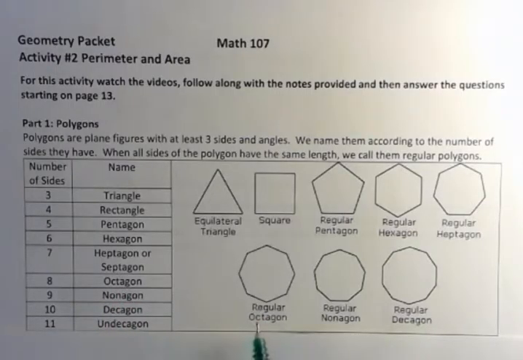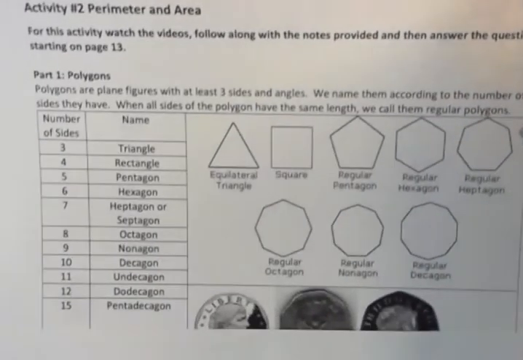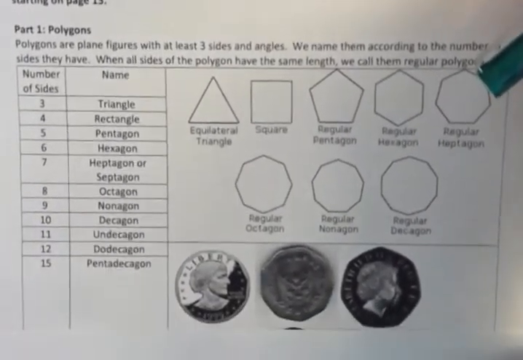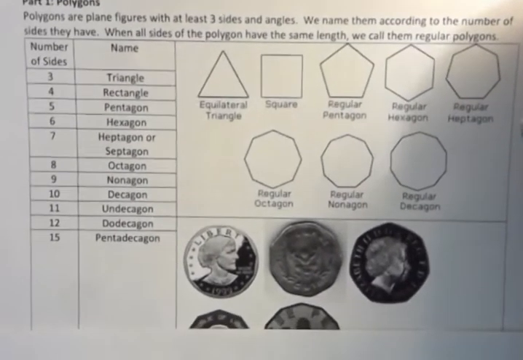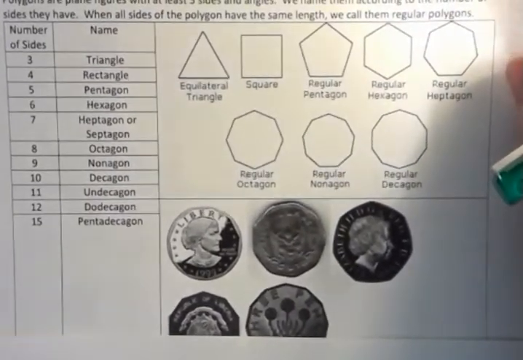Octagon, that's the one people know the best because you remember octopuses have 8 legs, and then you have stop signs. And then a nonagon has 9 sides, and a decagon has 10 sides. And then we can go on from there. We have undecagon that has 11 sides, and a dodecagon has 12, and a pentadecagon has 15, and you could keep going. There's a lot of sides.